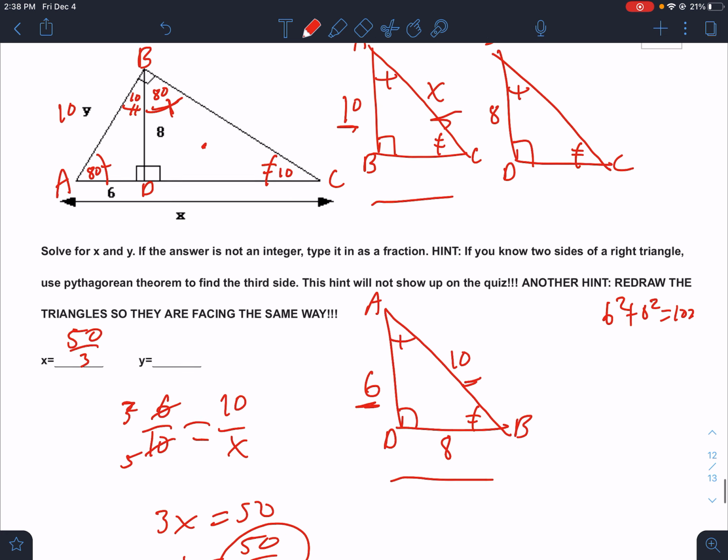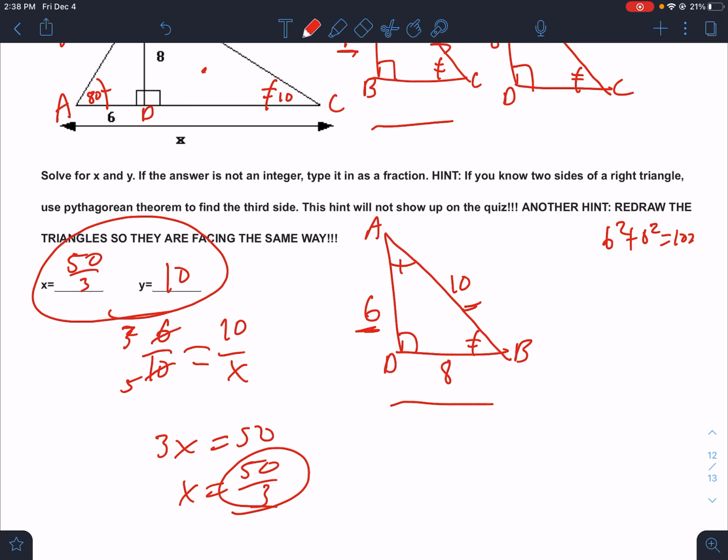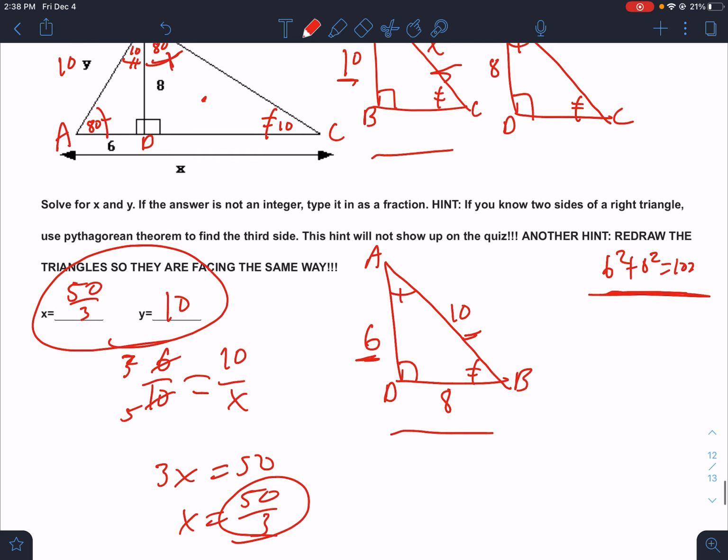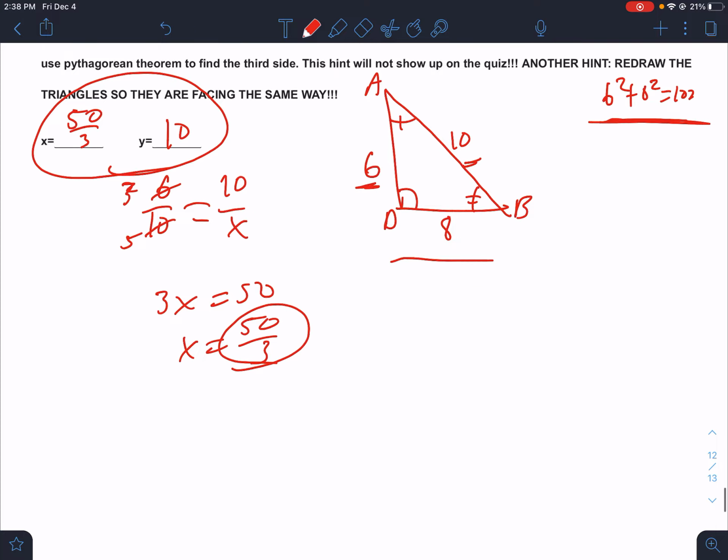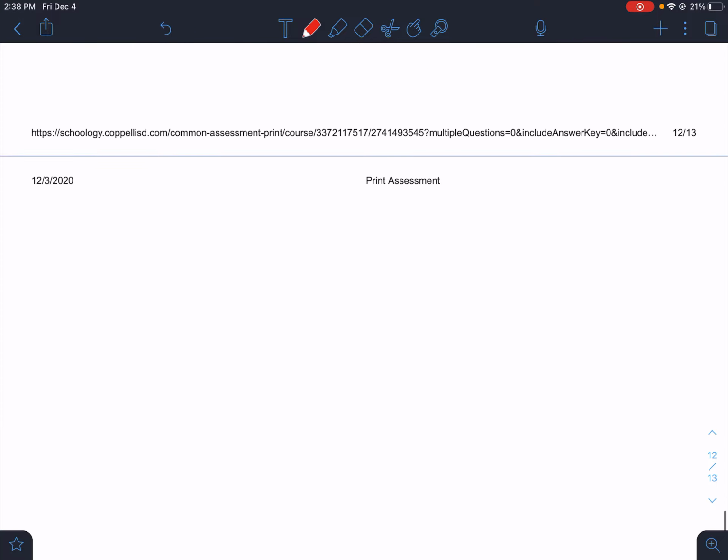And what do we say y equals? Y equals 10. The Pythagorean theorem is the key here, guys. If you don't do the Pythagorean theorem, you're going to be stuck there for sure. Redraw the triangles, find the proportions. And that's it on that one.